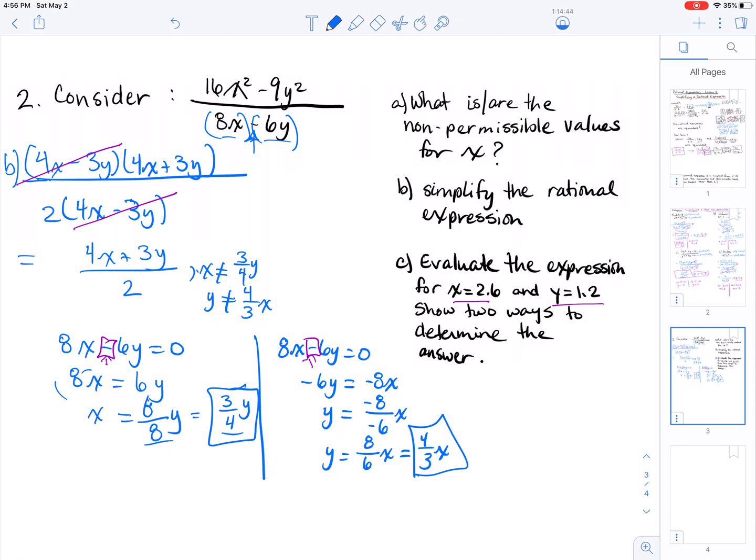Now we still have to do part C, which is evaluating the expressions with 2.6 and 1.2 for each of the variables. So we just go ahead and plug that in. So I'm going to take my original, or I can take the simplified. If you take the original, you're going to do 16 times 2.6 squared minus 9 times 1.2 squared, all divided by 8 times 2.6 minus 6 times 1.2. And that's going to give me my answer.